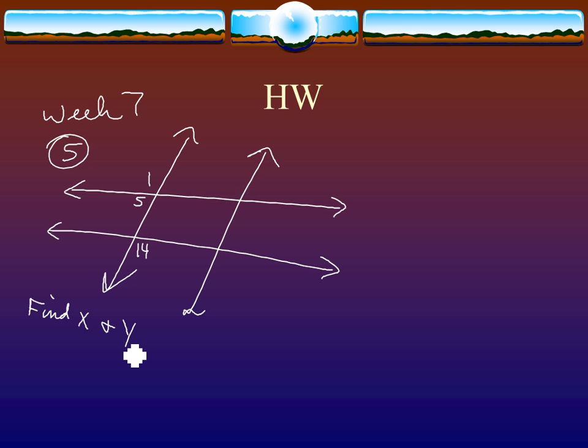What can you tell me about angle 1 and angle 14? They are alternate exterior. If these lines are parallel, which they tell us they are and I didn't put it on there, then what do we know about them? They're congruent. So, two equations.